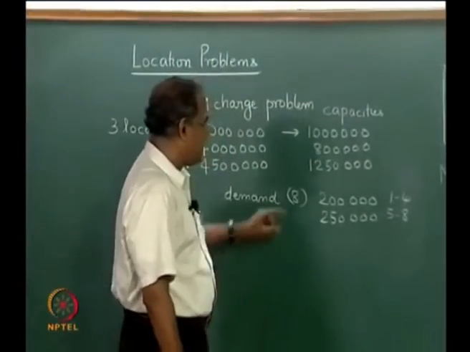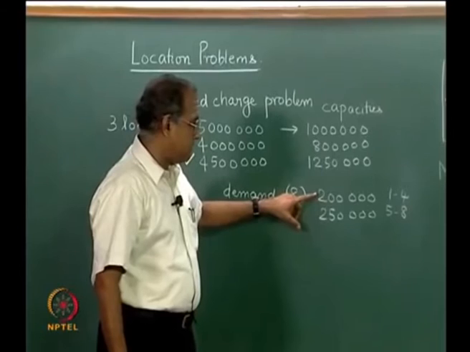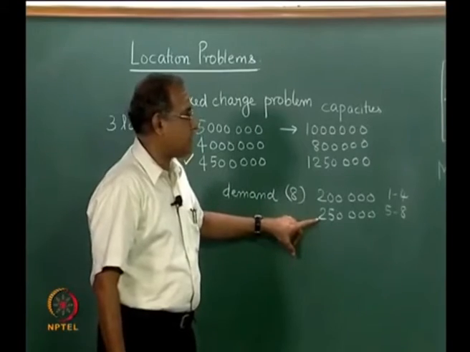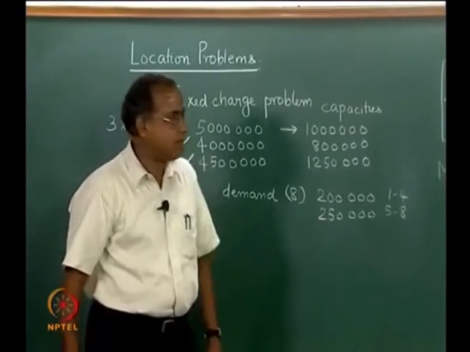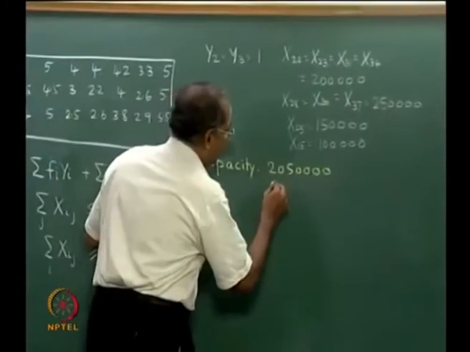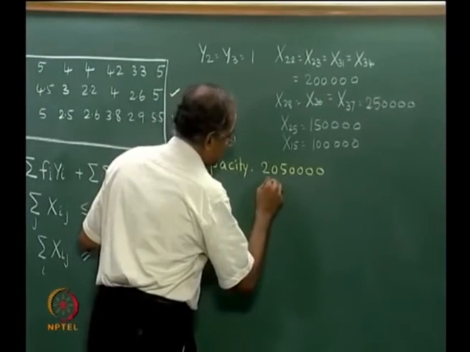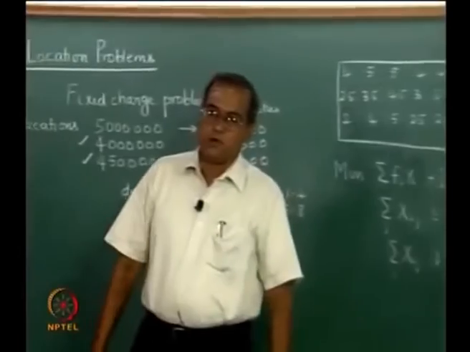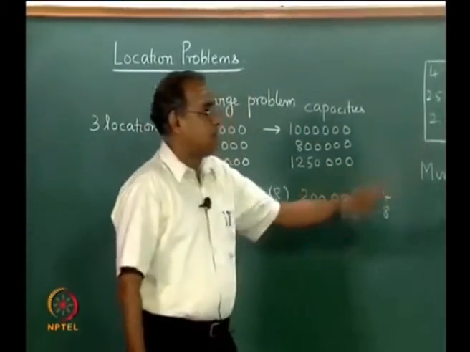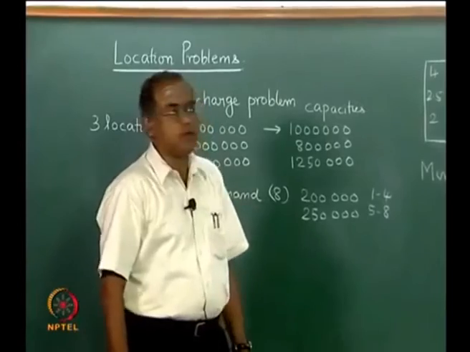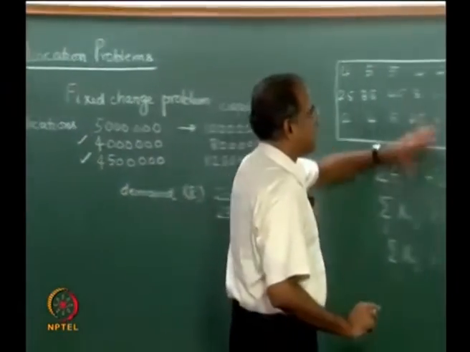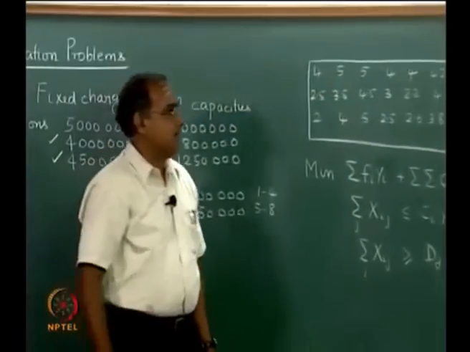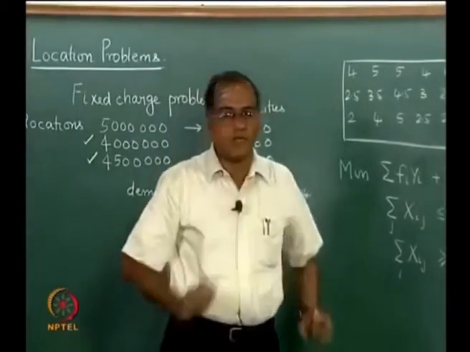The requirement is 200,000 into 4, which is 800,000, plus 250,000 into 4, which is 1 million. So, the total requirement is 1.8 million, whereas the total capacity is 2,050,000. So, we have enough capacity to meet the demands of these 8 places, and let us see how the capacity is allocated to the various demands.